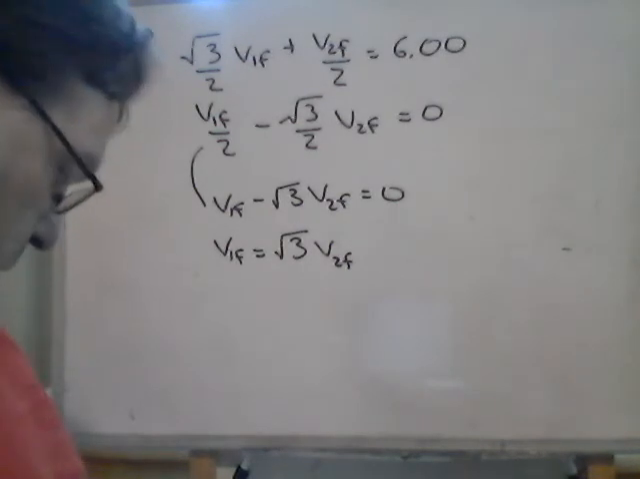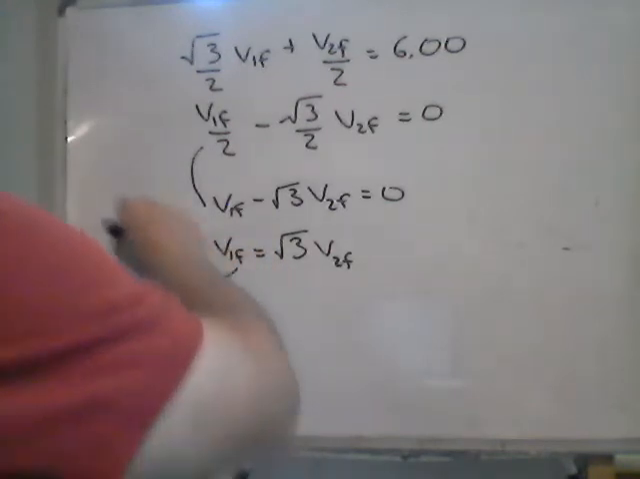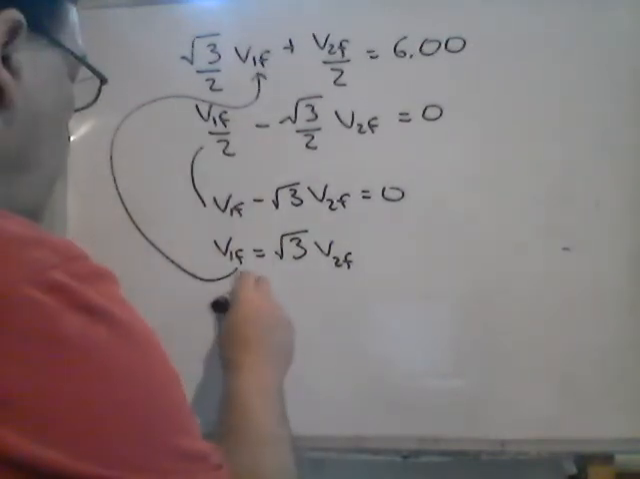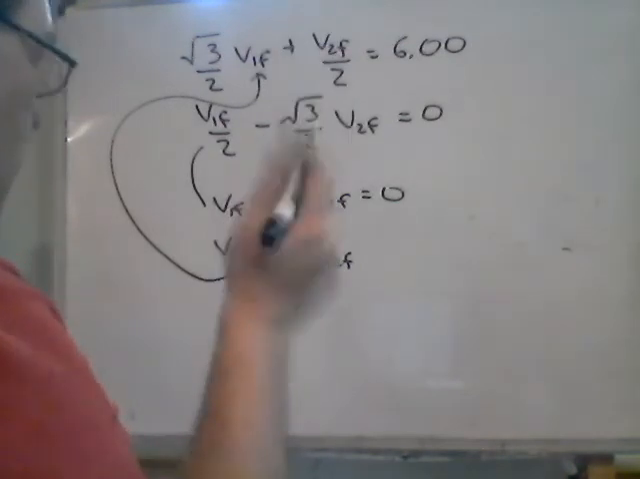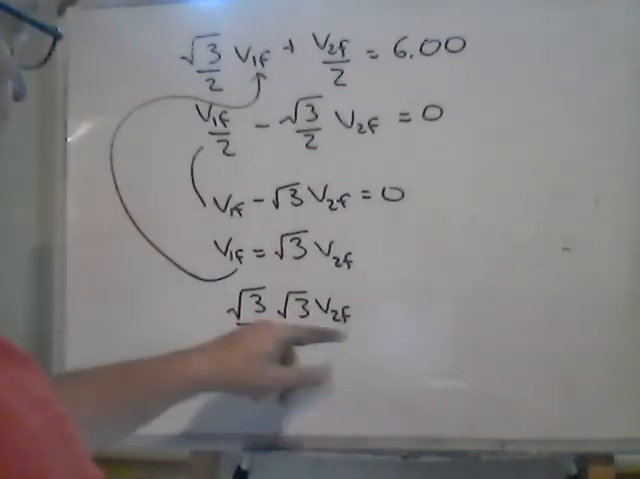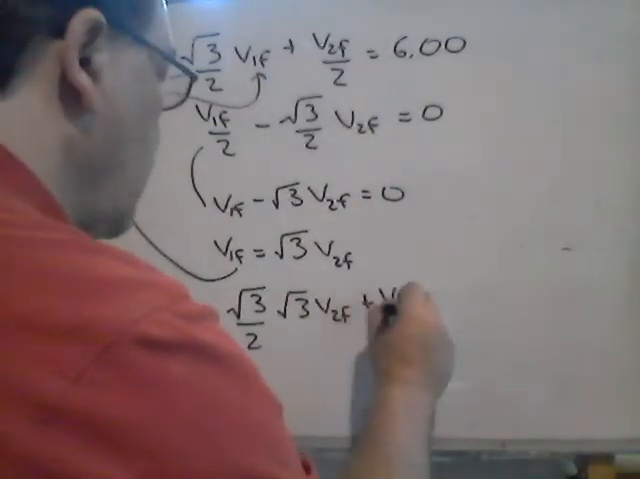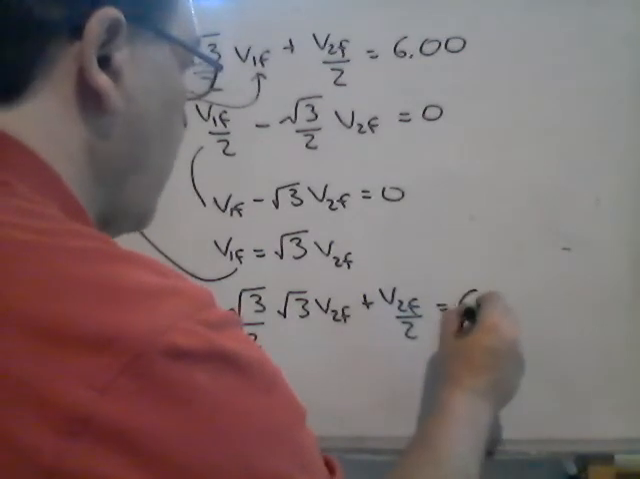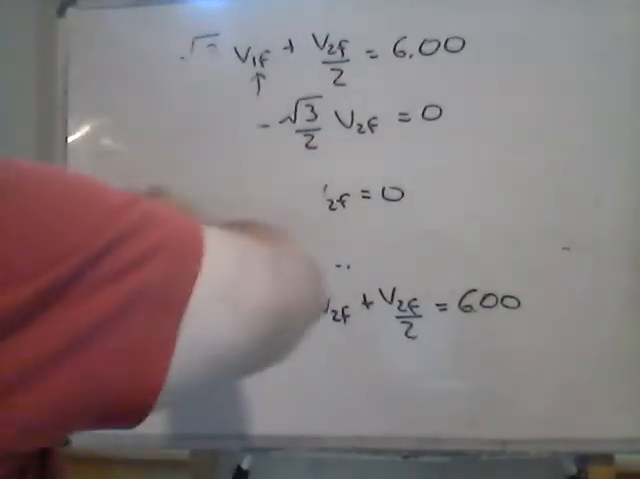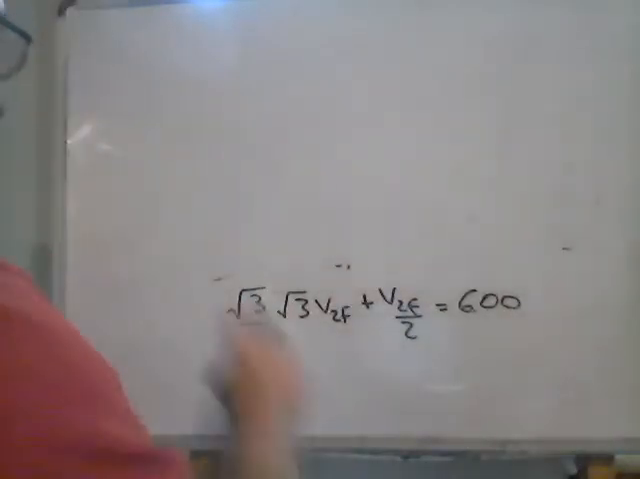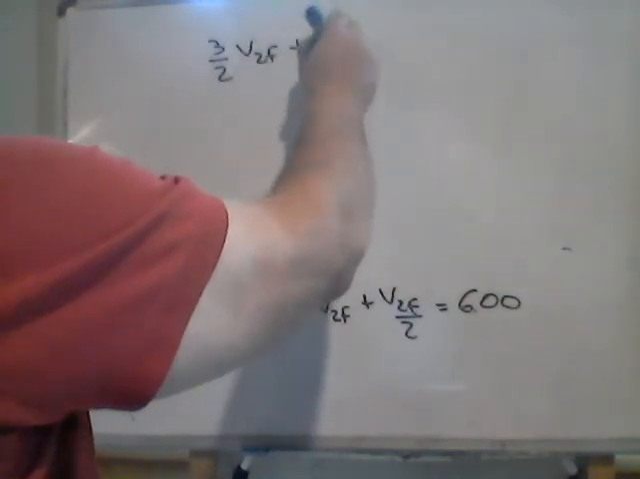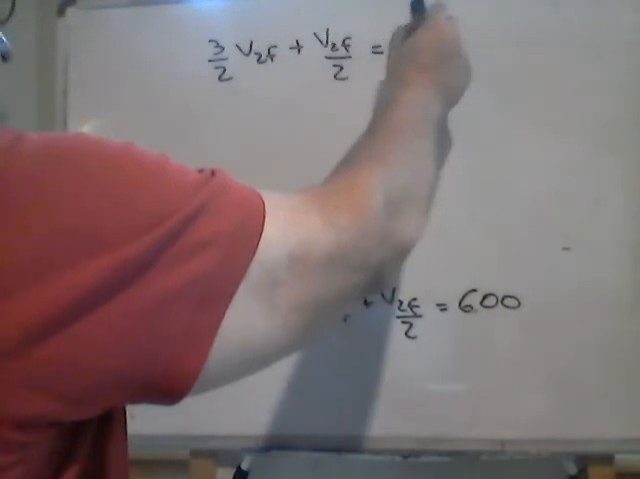And what's the next thing I want to do? Well, next I'll substitute into the other equation. So the first equation would then become square root of 3 over 2 times, instead of v1f, I'll just write the square root of 3 v2f. Then I have the second term, plus v2f over 2 equals 6.00. Square root of 3 times square root of 3 is just 3. So I have 3 halves v2f plus v2f over 2 equals 6.00.